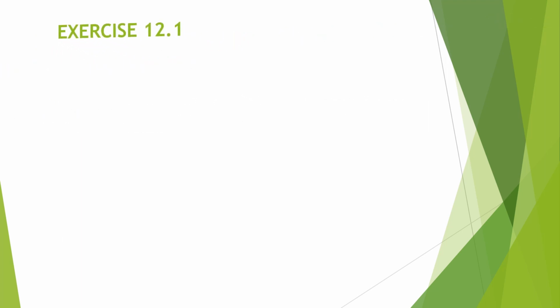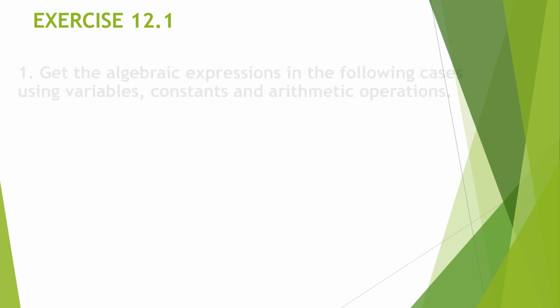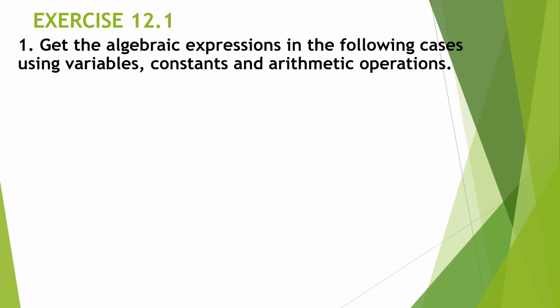Now we have to move to Exercise 12.1. So children, you should first understand algebraic expression, terms of an expression, coefficient of an expression, like term, unlike term, everything thoroughly, then it is very easy to solve exercise 12.1. Our first question, get the algebraic expressions in the following cases using variables, constants and arithmetic operations. That means we have to form the algebraic expression.